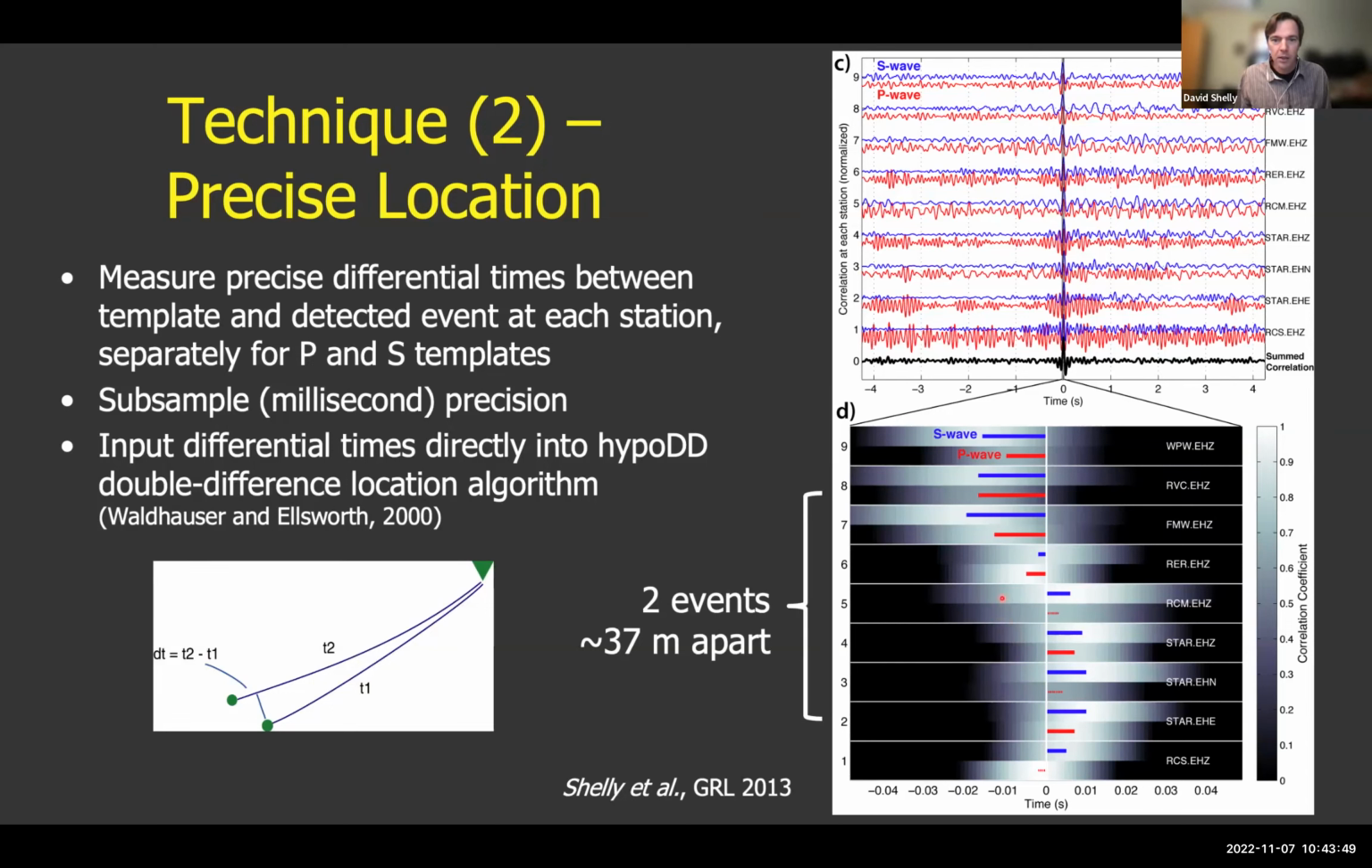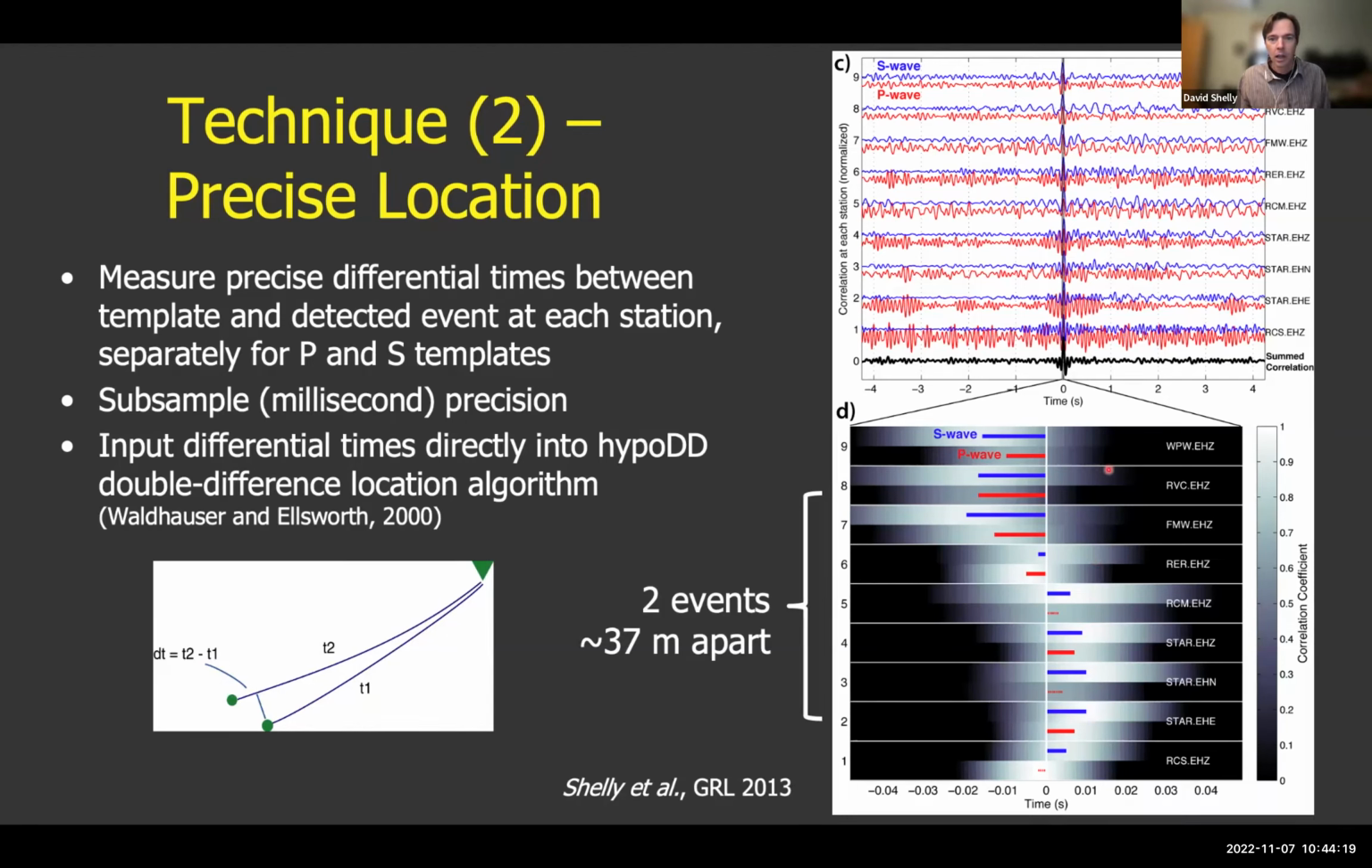So we take these lags shown in the red and blue bars, and we can directly input these into, in this case, HypoDD, double difference relocation algorithm. We're interpolating to get subsample precision. In the best case, we're getting something like millisecond precision, should be about 1/10 of a sample. And this allows us to get really precise relative locations for these events.